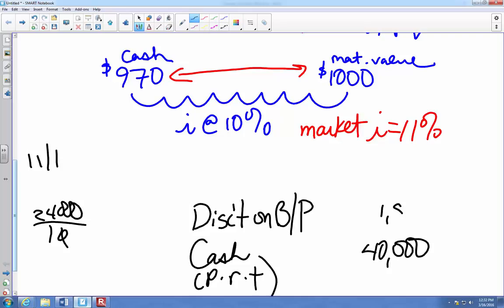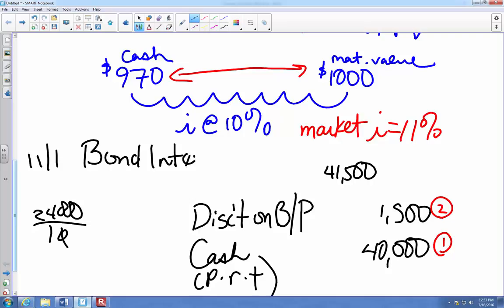24,000 divided by 16. So this is always the order you do this in, and make sure you've got that. You put it against your cash. Then you amortize your premium or discount. And your third number is the plug. And of course, this is bond interest expense. Of course, because that's what I'm doing.